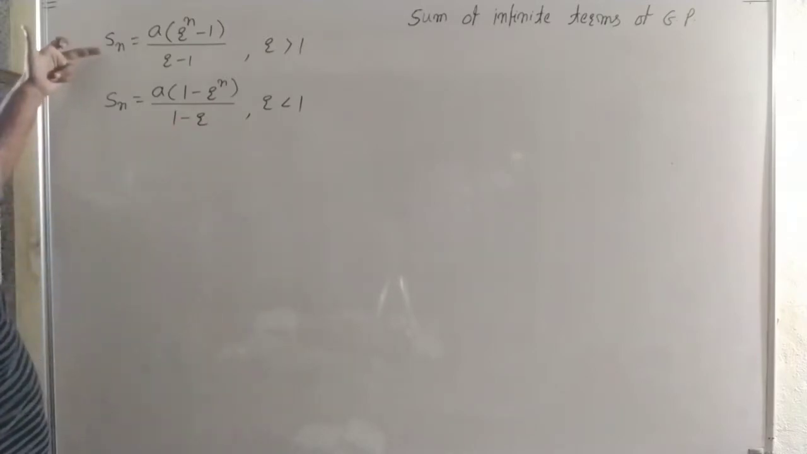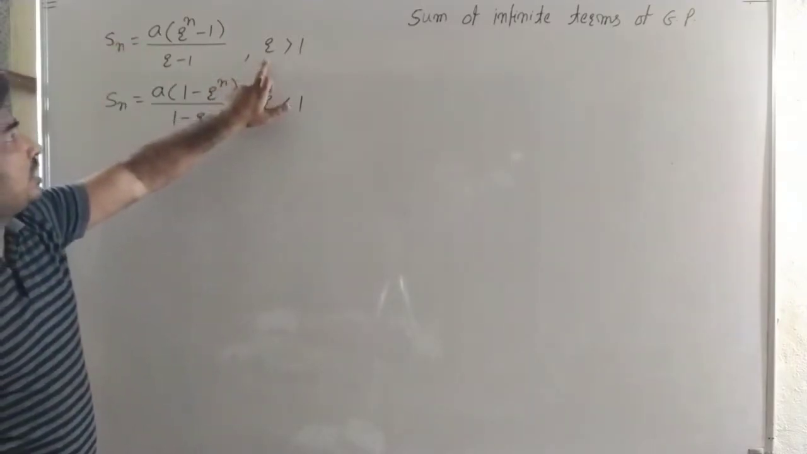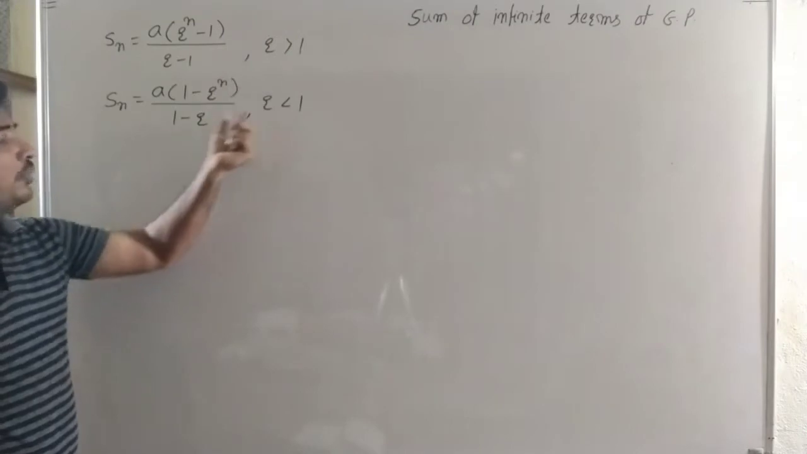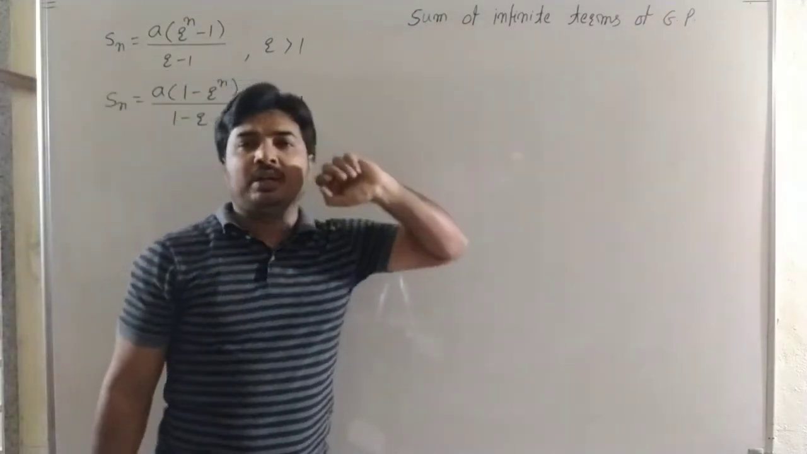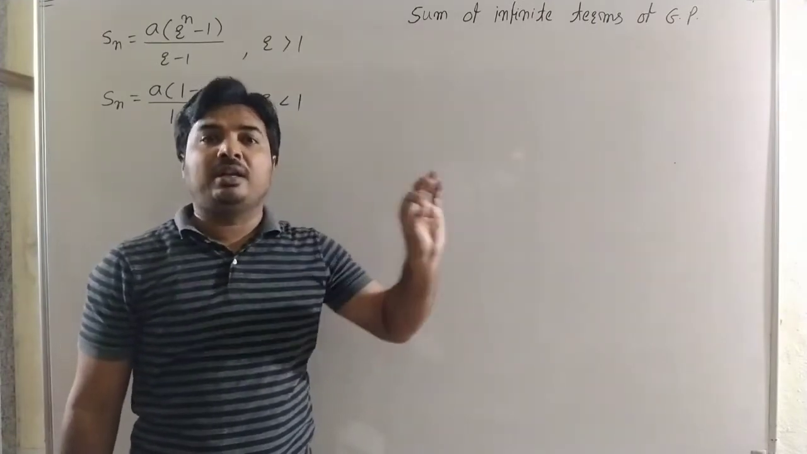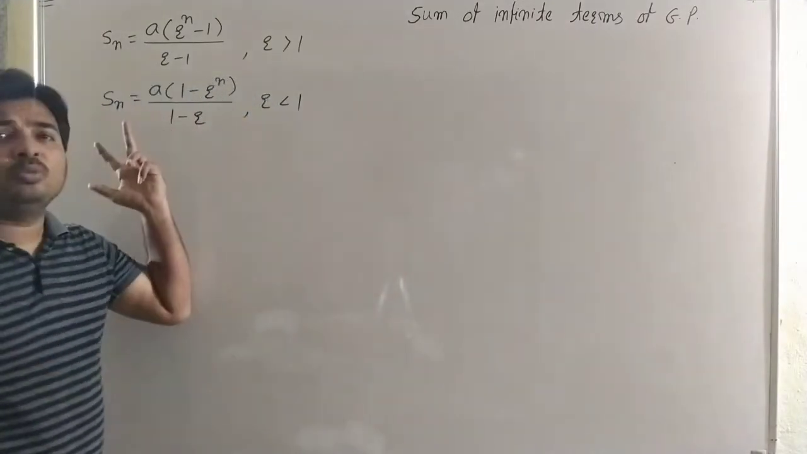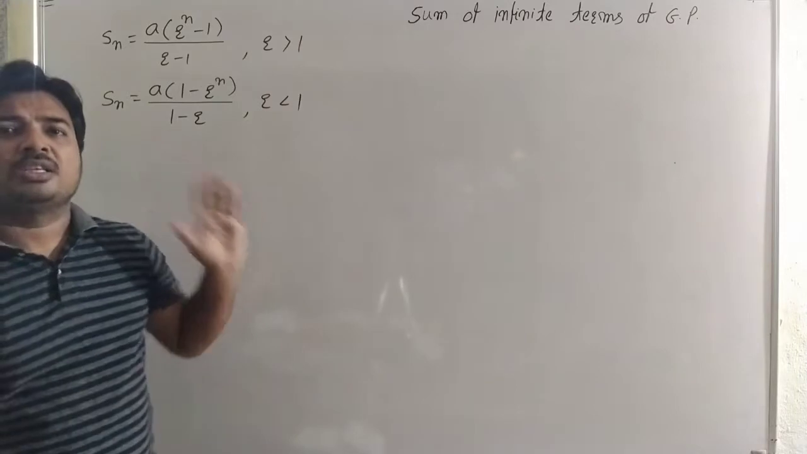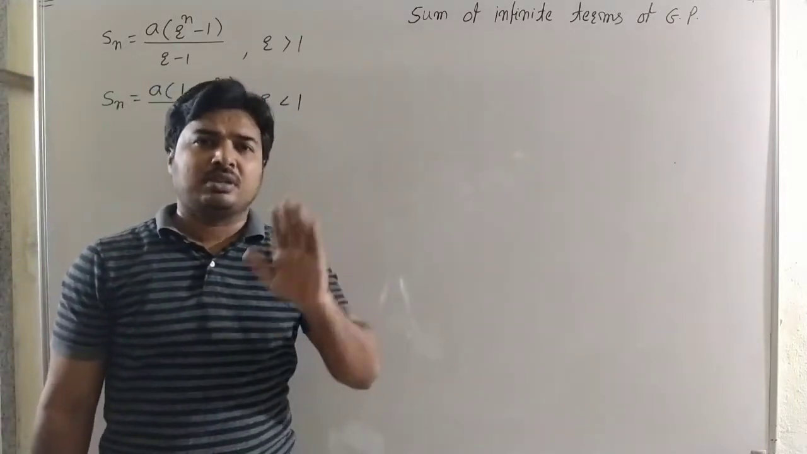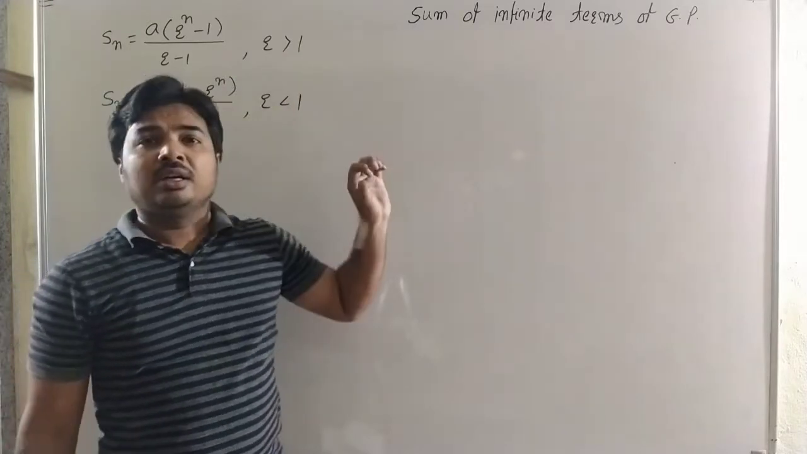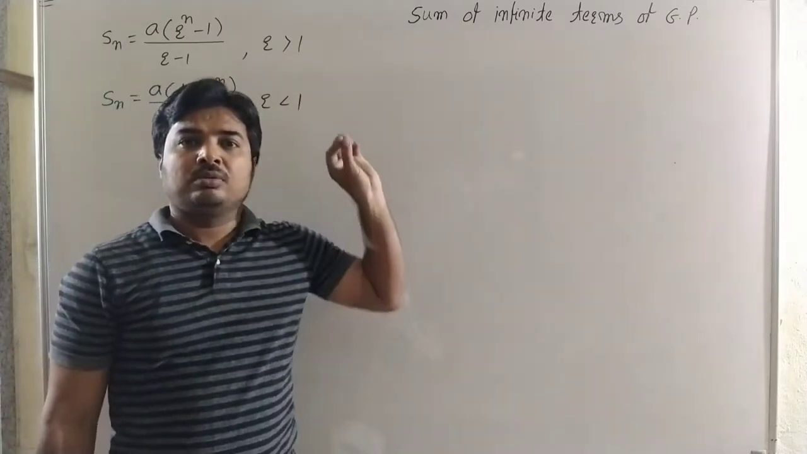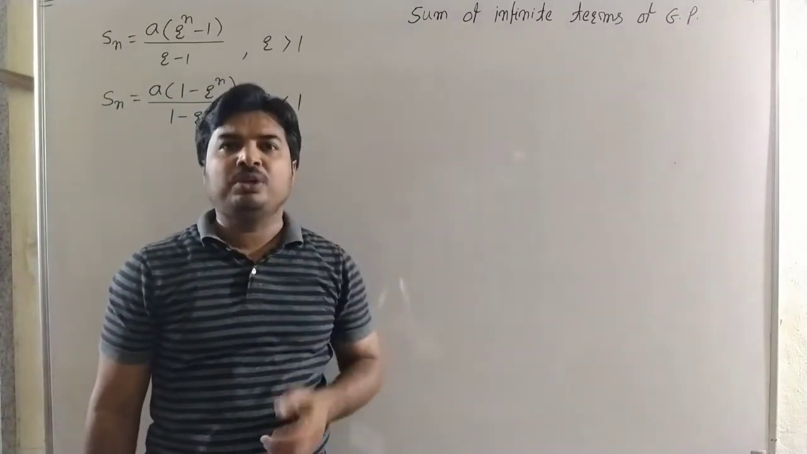Now, this is the sum when the ratio is greater than 1, and this is the sum when the ratio is less than 1. But now we have to find the sum of the infinite terms. The formula is for the sum of the first n terms, that means the sum of the first 10 terms, first 11 terms, first 13 terms, like that. But now we want to find the sum of the infinite terms in a geometric progression.